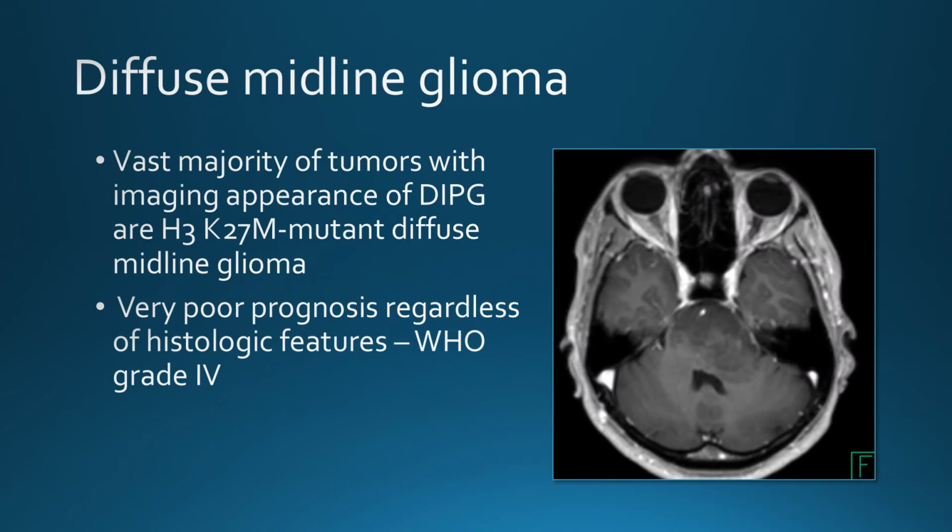Most of the tumors that have this imaging appearance that we consider a diffuse intrinsic pontine glioma are H3K27M mutant diffuse midline gliomas. The prognosis of these is very poor, even though the histologic features sometimes may suggest a low-grade tumor, and they don't enhance. These are WHO grade 4 with a poor prognosis.